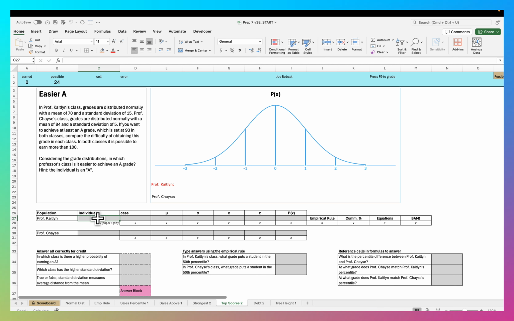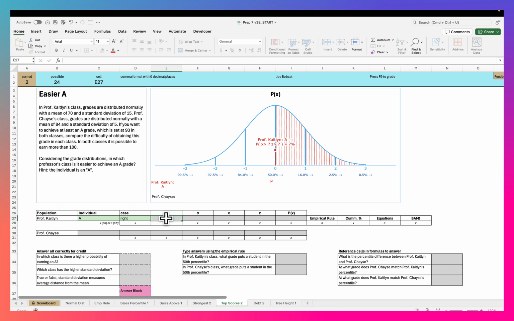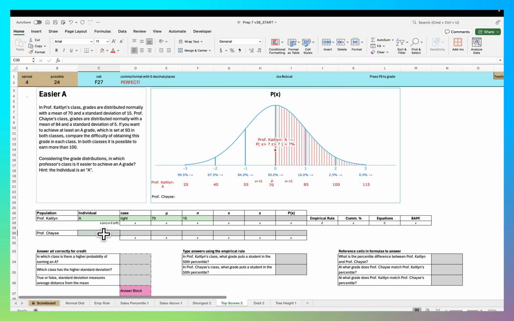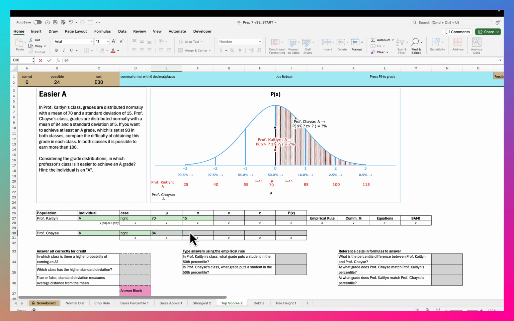All right, so the individual is an A. The case is we want 93 or more, so the case is looking right. The mean in Professor Caitlin's class is 70. Standard deviation is 15. And in Professor Chase's class, the individual is also an A. Case is right. The mean is 84. Standard deviation is 5. And the grade we're trying to achieve in both places is a 93.